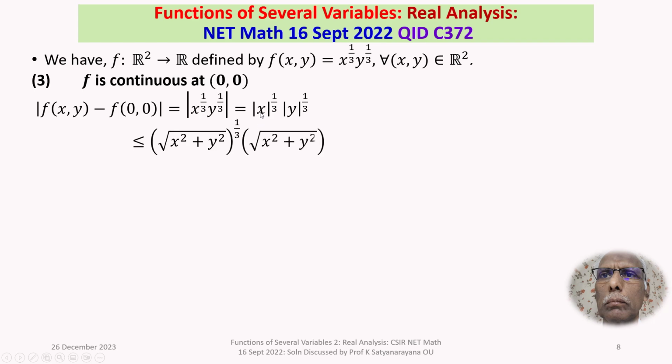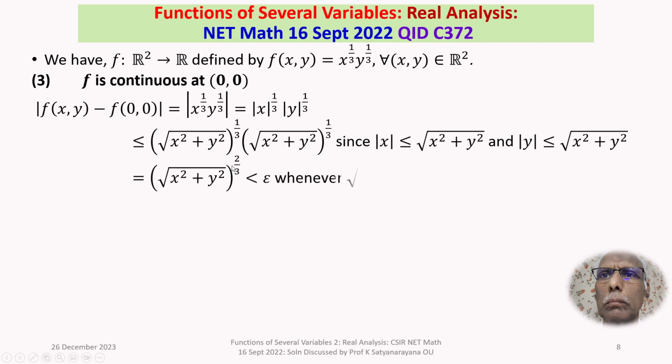Now, you see mod x is less than or equal to square root of x squared plus y squared. Mod y is less than or equal to square root of x squared plus y squared. So, this is less than or equal to, for mod x to the power of 1/3, square root of x squared plus y squared to the power of 1/3. Similarly, for mod y to the power of 1/3. So this is equal to square root of x squared plus y squared to the power of 1/3 plus 1/3, that is 2/3. That can be made less than epsilon whenever square root of x squared plus y squared is less than delta. Delta is epsilon to the power of 3/2.